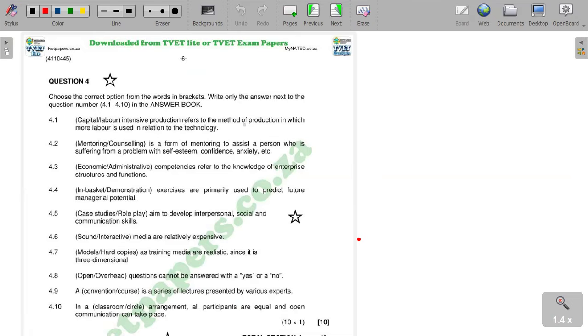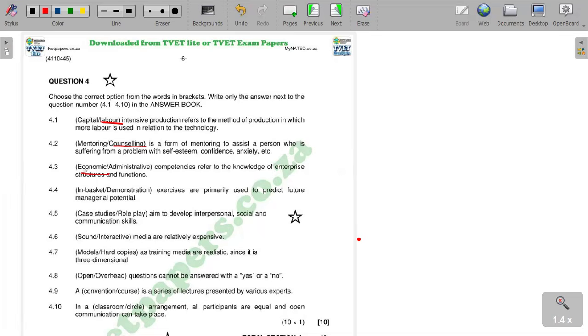Dash production refers to the method of production in which more labor is used in relation to the technology. We call it labor intensive. And then 4.2. Dash is a form of monitoring to assist a person who is suffering from a problem with self-esteem, confidence, anxiety, etc. We call it counseling. All right. Let's go to 4.3. Dash competencies refers to the knowledge of enterprise structure and functions. We call it economic competencies.